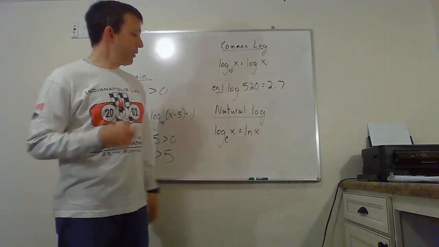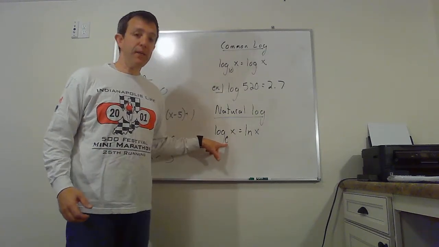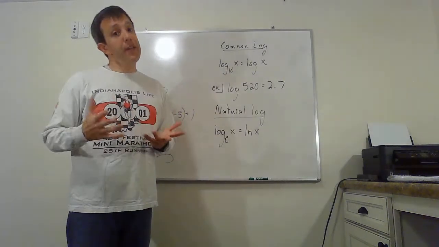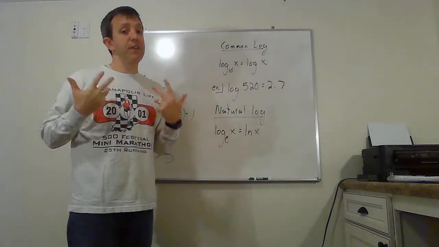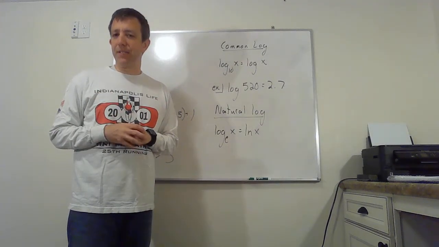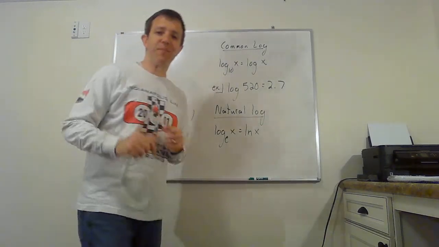The other really important log is what's called the natural log, and the natural log is base e. We write that as just ln x. And again, that's a button on your calculator. So if you need to find the natural log of something, you can use that button. But what about other bases? What if you had base 13 or something like that? Let's take a look.